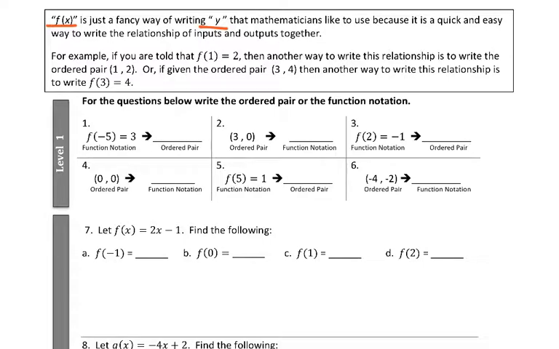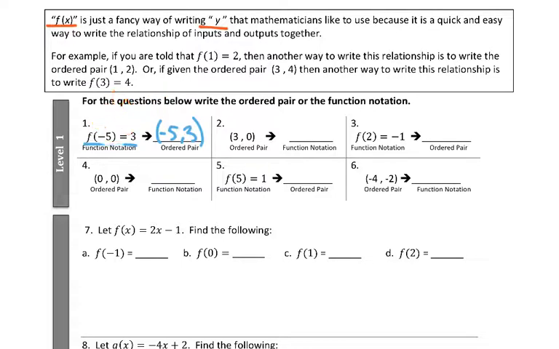So these level 1 questions are kind of trying to get you to practice that. For example, in number 1 where it says f of negative 5 equals 3, that means the same thing as writing negative 5 and 3. Negative 5 is your input, and 3 is your output. In other words, negative 5 is your x value, and 3 is your y value.